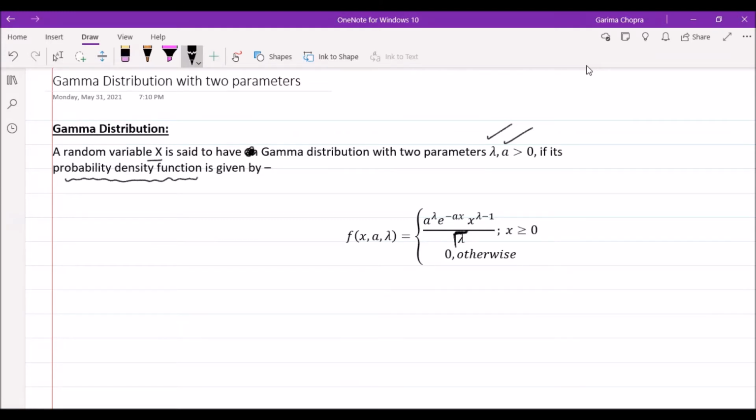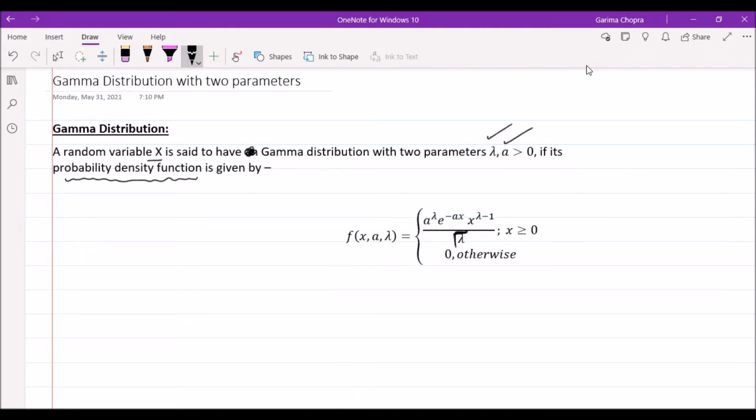f is non-zero if x is greater than or equal to 0, and otherwise it is equal to 0. This function is defined as a raised to power lambda, where a and lambda are the parameters which are greater than 0. Then we have e raised to power minus ax, x raised to power lambda minus 1, divided by gamma of lambda.